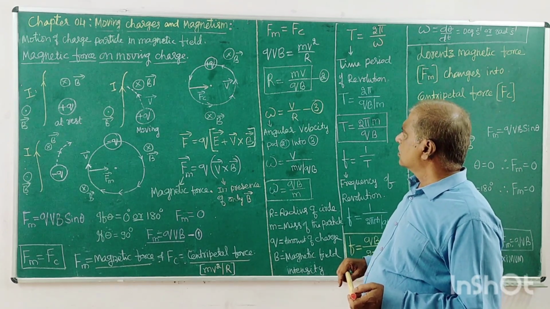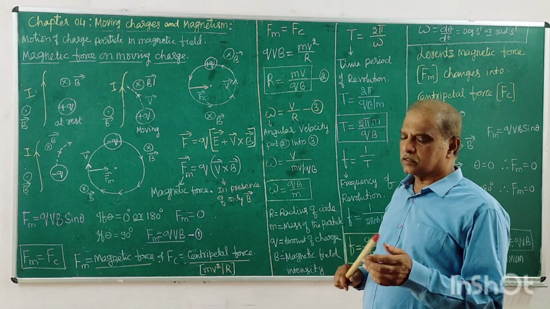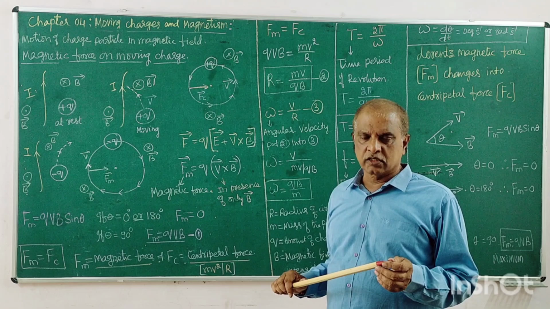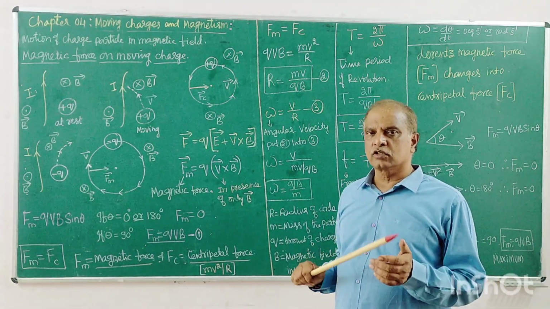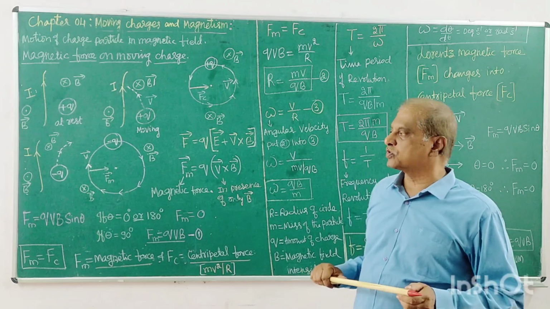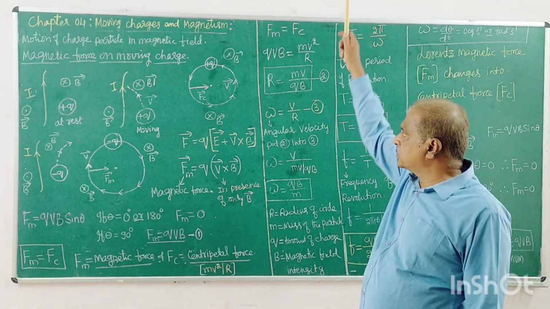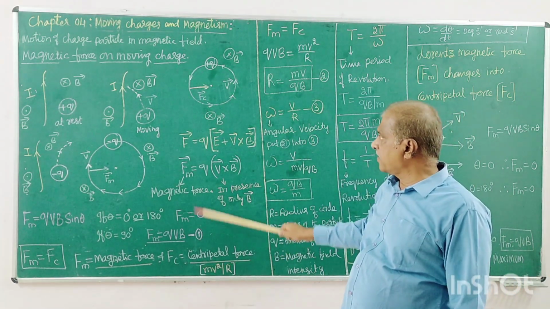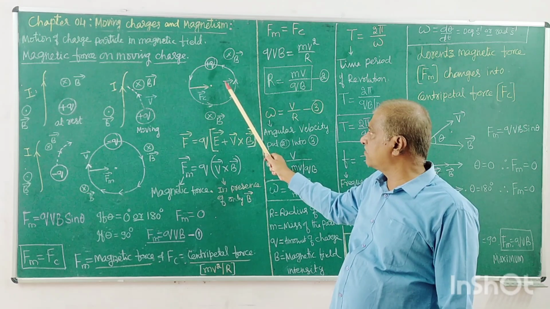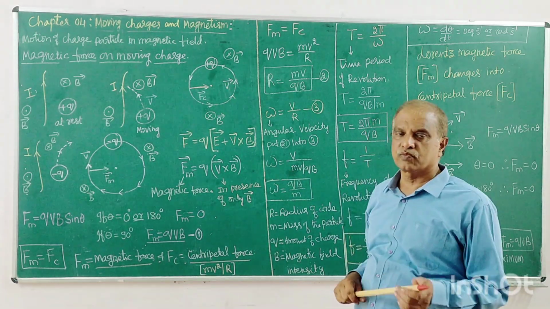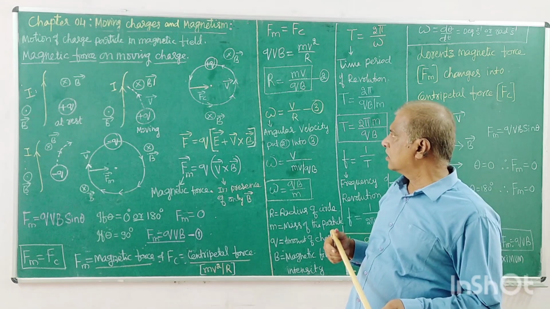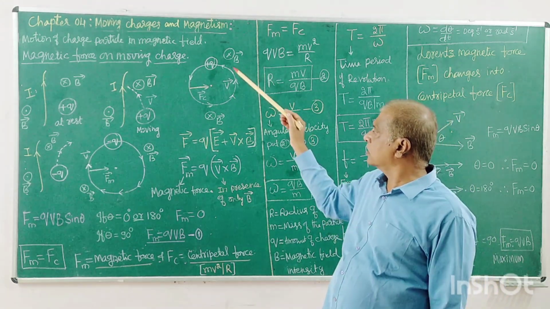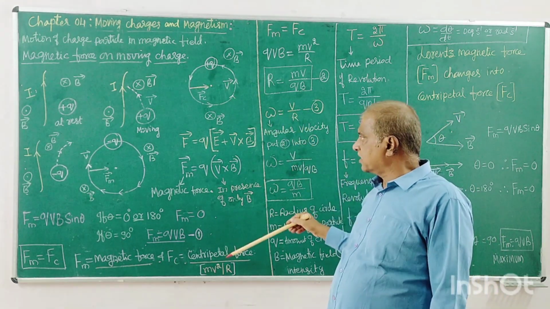And in this activity, it is actually a change of the magnetic force into a centripetal force. It is a change of magnetic force into a centripetal force. Centripetal force is the one which keeps the object revolving in circular motion.